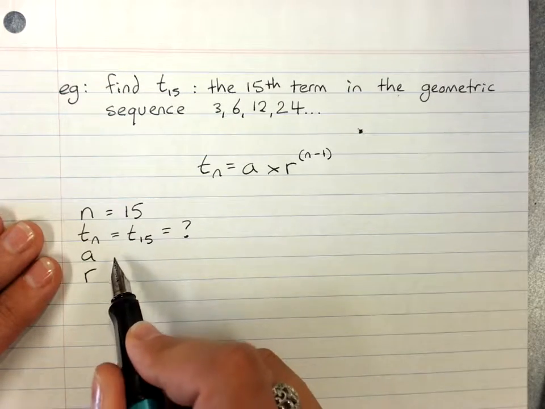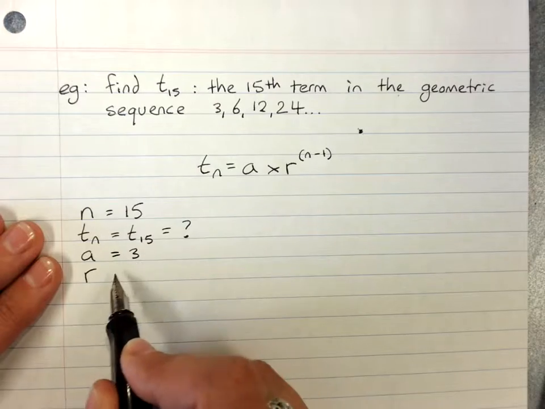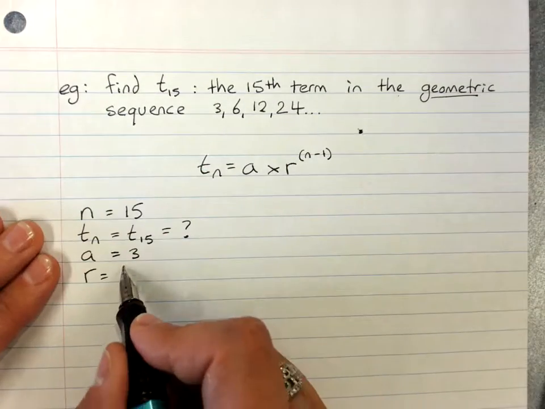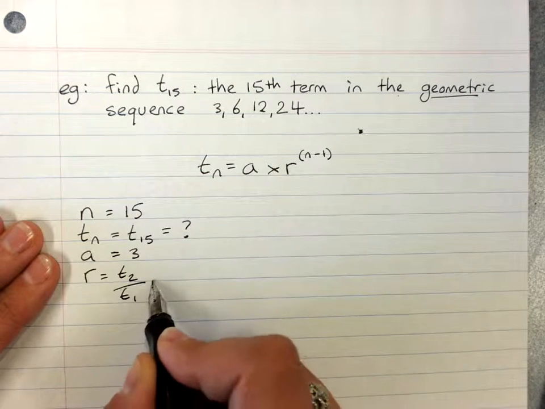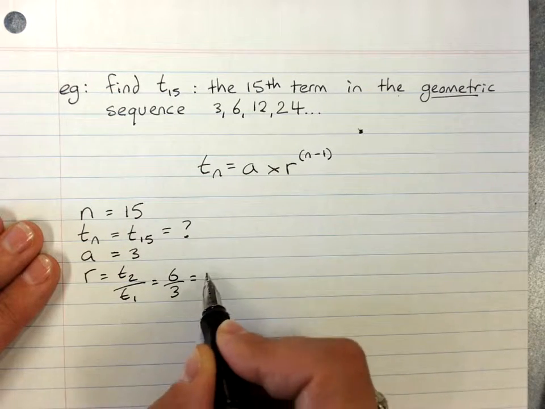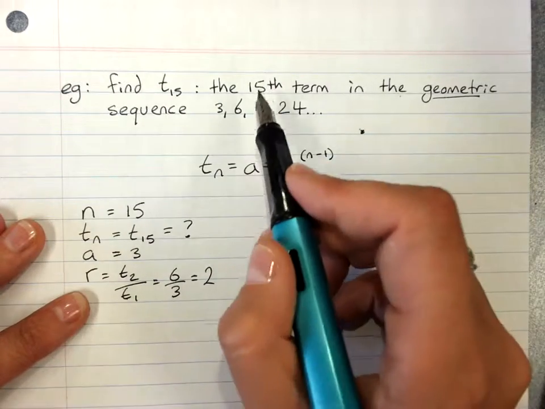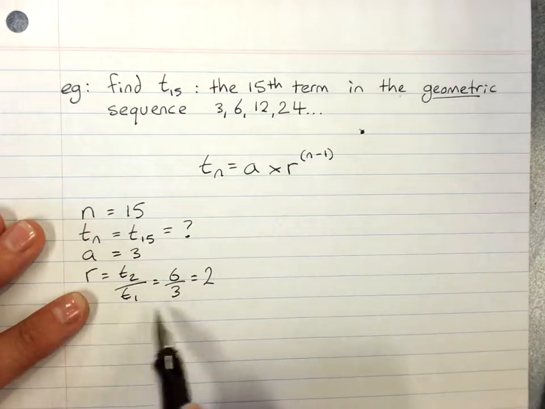I know a, the first term, that's 3. They've told me it's geometric, thanks people. So I only need to do T2 over T1 equals 6 over 3 equals 2. Do show your working for this, please. Even though it's obvious, that's times 2. Show your working.